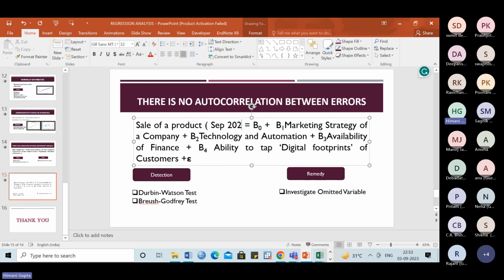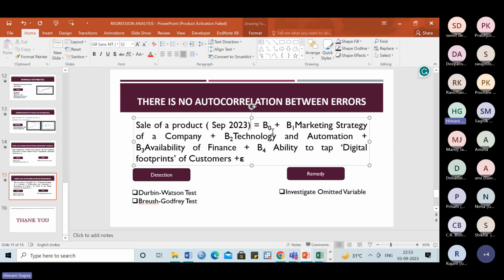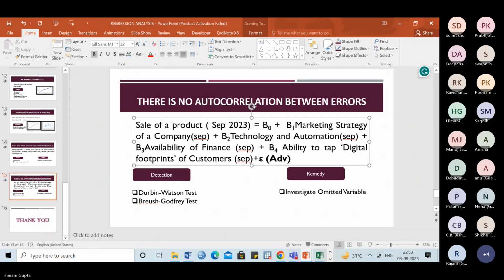So I want to see the sale of September 23. Whatever marketing strategies I am having in September, whatever technology I'm using in September, or whatever finance is available in September, that also depends. And whatever digital footprints are there in September, all of that affects my sale price. But in my error term, there is one variable, that is advertisement.